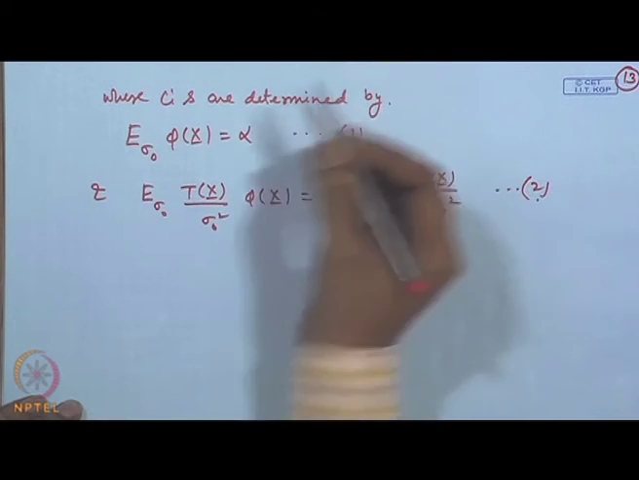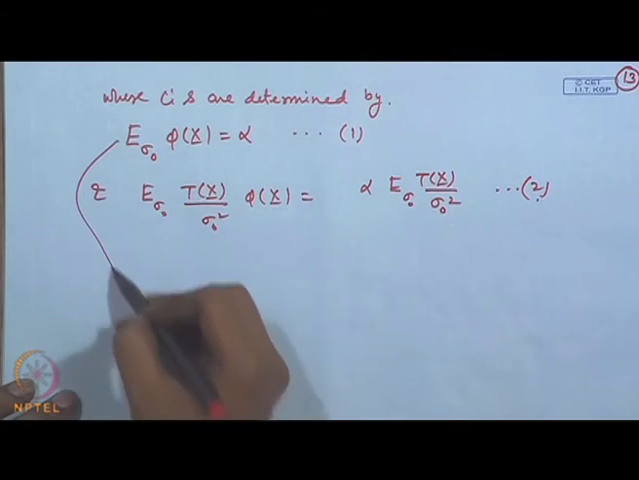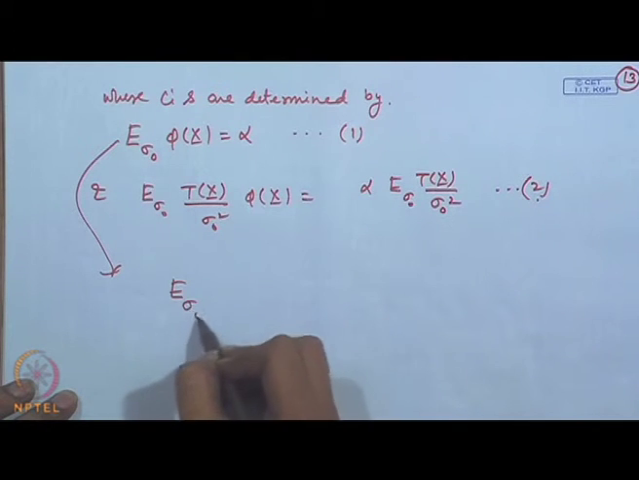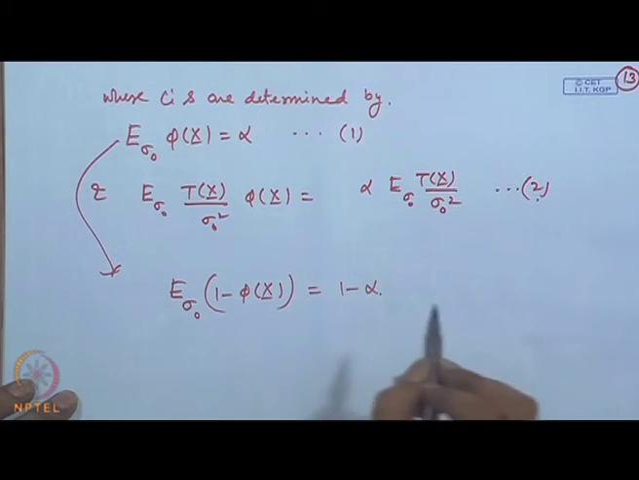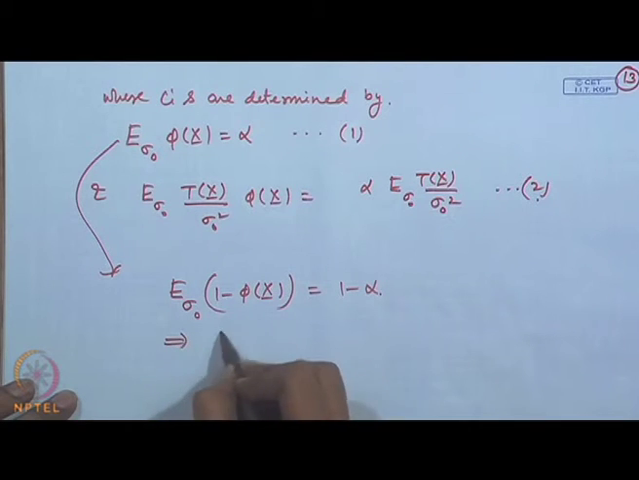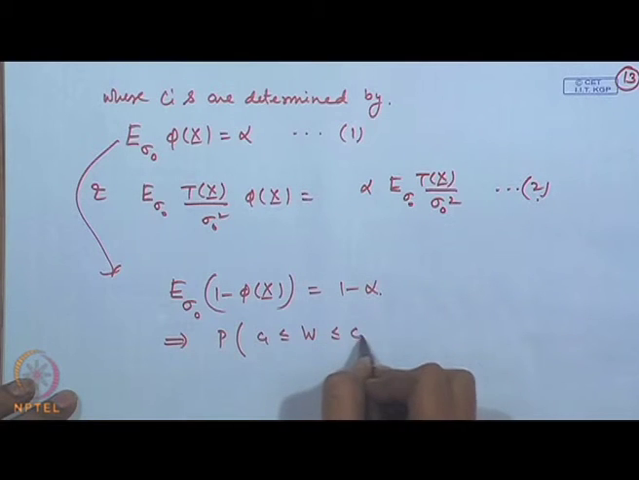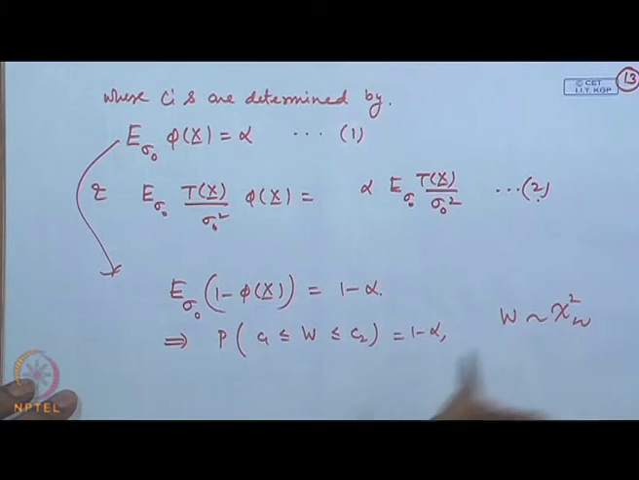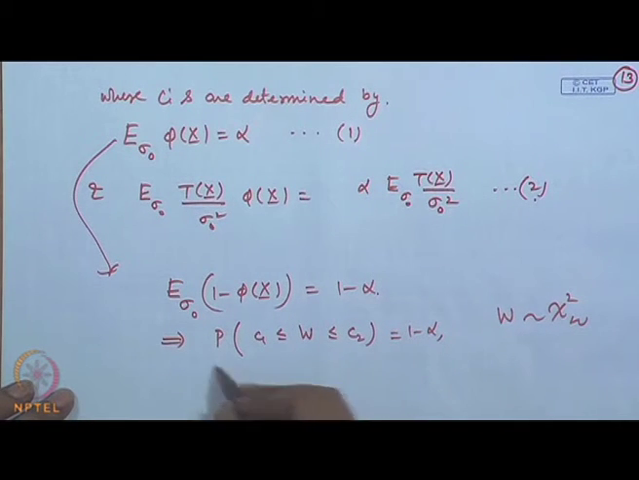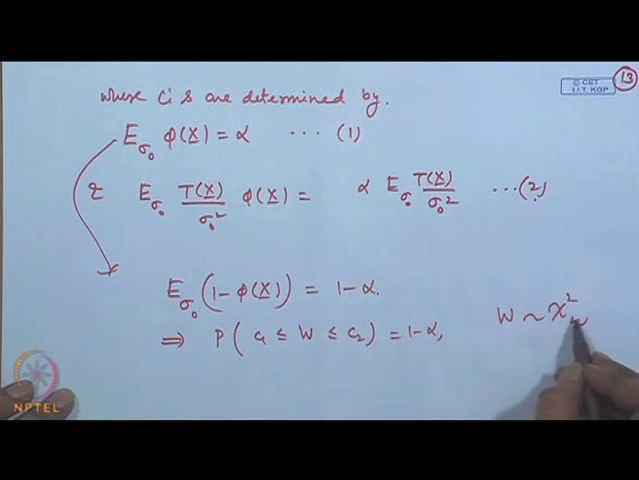Since this condition can be simply written as expectation of 1 minus phi x is equal to 1 minus alpha. So, 1 minus phi x means this is becoming probability of C1 less than or equal to W less than or equal to C2 is equal to 1 minus alpha, where W follows chi square n distribution. So, this is simply to be determined from the tables of chi square distribution on n degrees of freedom.